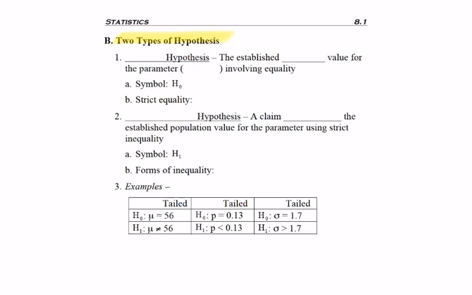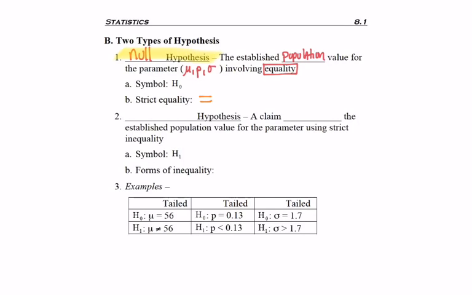So now we'll look at the types of hypotheses we study. The first type is called the null hypothesis, N-U-L-L, and this is about the established population value for the parameters. Remember, we use mu, p, and sigma for the mean, proportion, and standard deviation of the population. But the key here is it involves strict equality. The symbol for the null hypothesis is H0, a subscript of 0, N-A-U-G-H-T, referred to as H0. And since it involves strict equality, it will always be using just an equal sign.